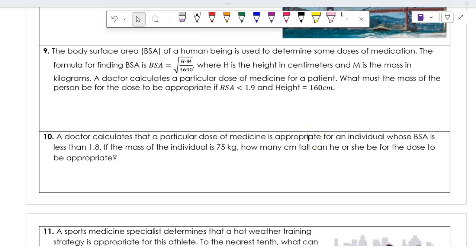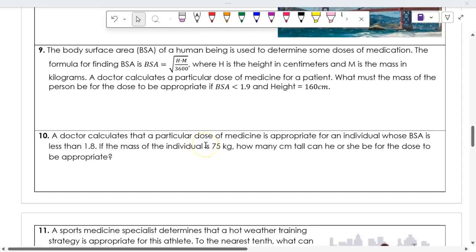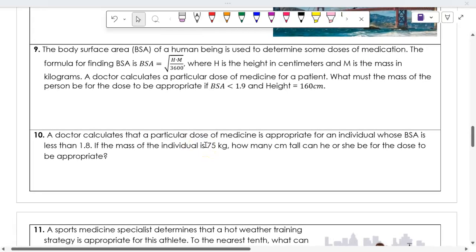Okay, next problem I'm going to go over here is number 9. The body surface area, BSA, of a human being is used to determine some doses of medication. The formula for finding BSA is BSA equals the square root of H times M divided by 3,600, where H is the height in centimeters and M is the mass in kilograms.